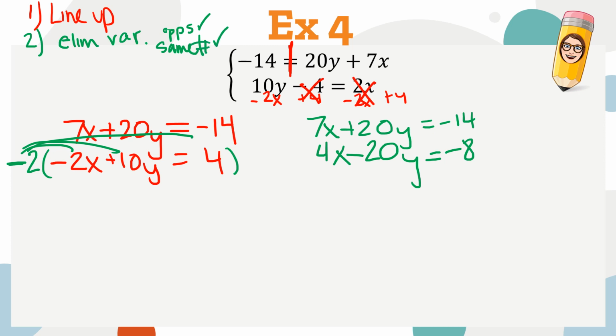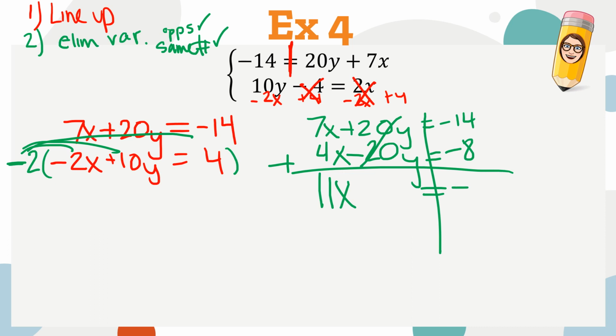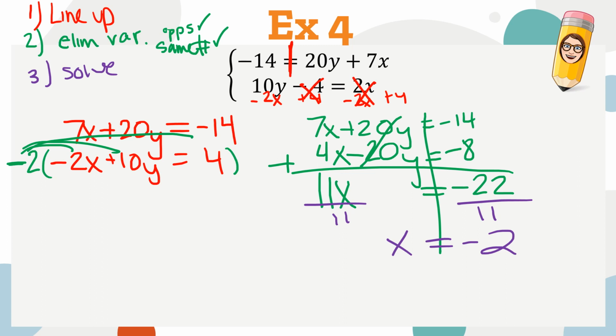Let's eliminate using old school addition. 7 plus 4, that's 11x's. 20y minus 20y, that cancels. Negative 14 and negative 8, that's negative 22. Alrighty, next up, we want to solve. When I start solving, I'm using all my equation rules. We're going to divide both sides by 11, and that gets us x equals negative 2. Perfect, negative 2.